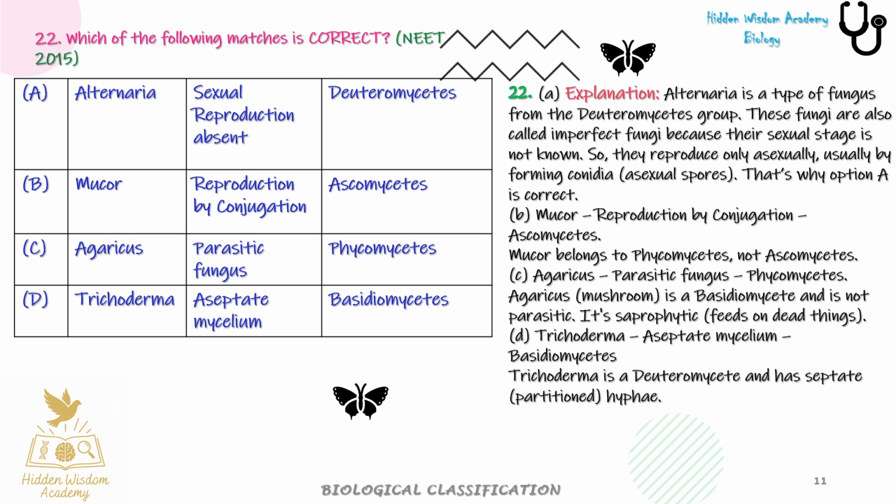Option D, Trichoderma. Aseptate mycelium. Basidiomycetes. Trichoderma is a deuteromycete and has septate, partitioned, hyphae. So, option A is the correct answer.